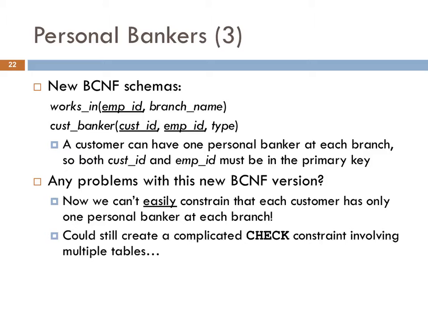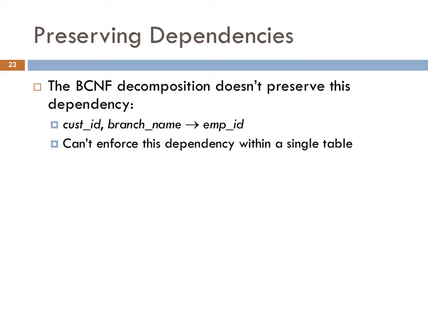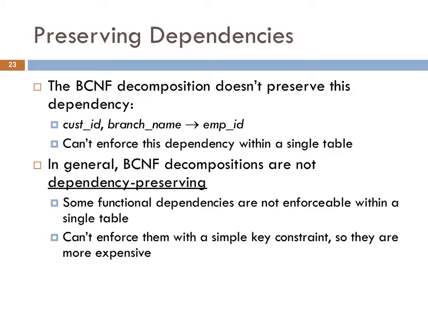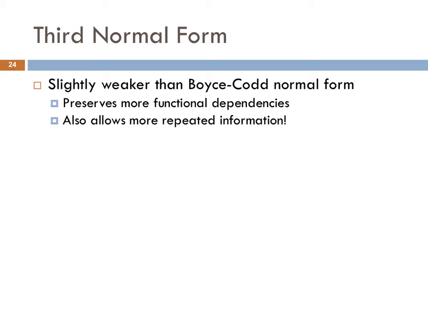So this is an issue with Boyce-Codd normal form. We say that Boyce-Codd normal form is not dependency preserving. Now that's a general statement. Some schemas it will preserve all the dependencies. In certain circumstances it will not. Okay? So let me show you the punchline because I want to get there as quickly as we can.